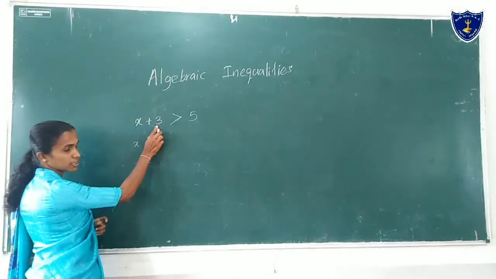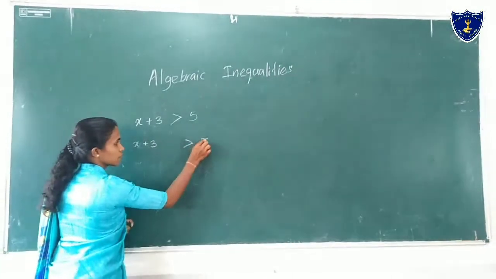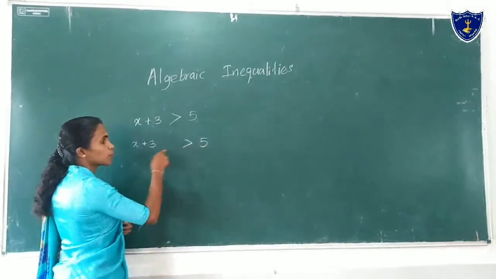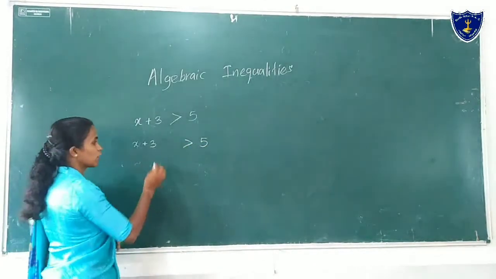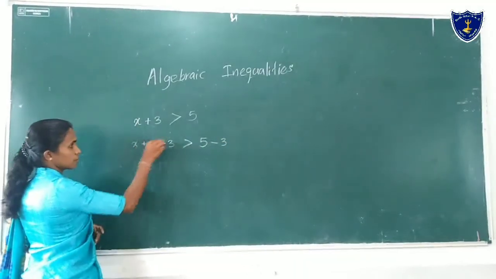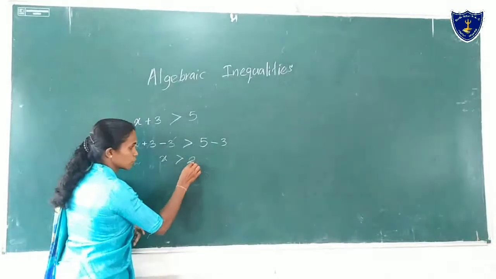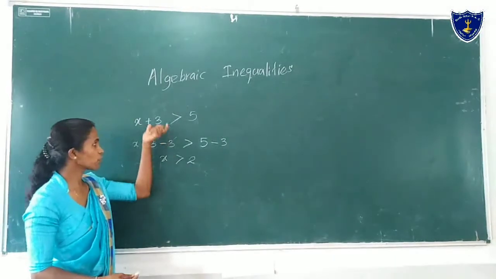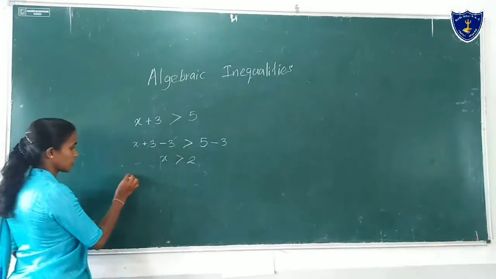First, we have to remove plus 3. To remove plus 3, we have to subtract 3 from both sides of that inequality, just like solving equations. Then, x > 5 − 3, which is 2. x > 2. This is the solution of this inequality. x should be greater than 2.